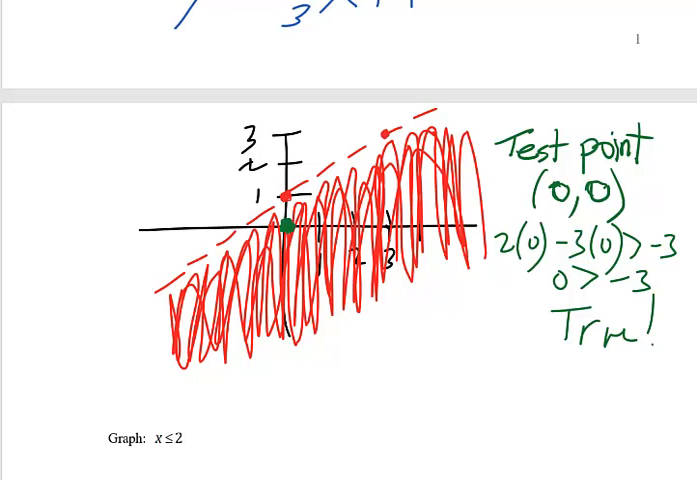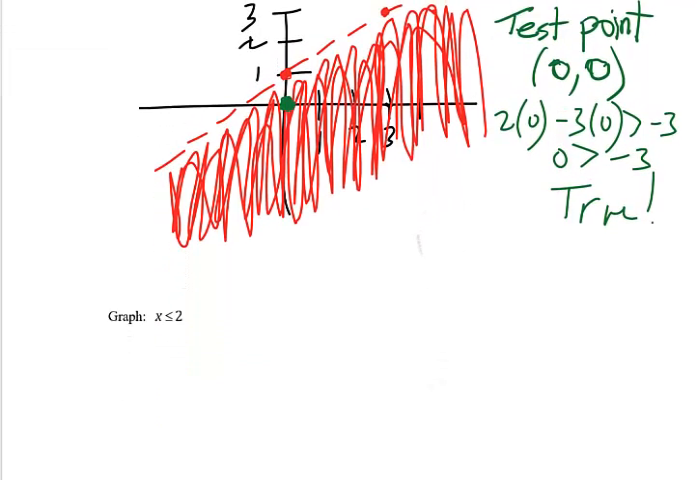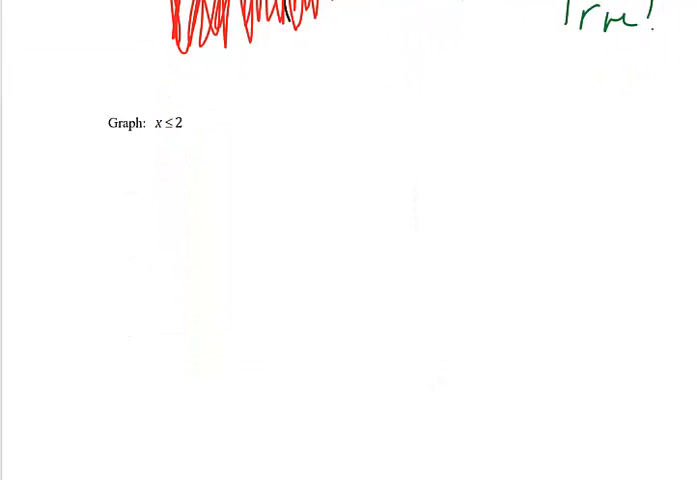Let's work one more quick example. This is the only one that's perhaps a little bit strange. This one says graph the inequality x is less than or equal to 2. Well, step one, I start with my border line. My border line would just be x equals 2. That's a vertical line. Let's start there.